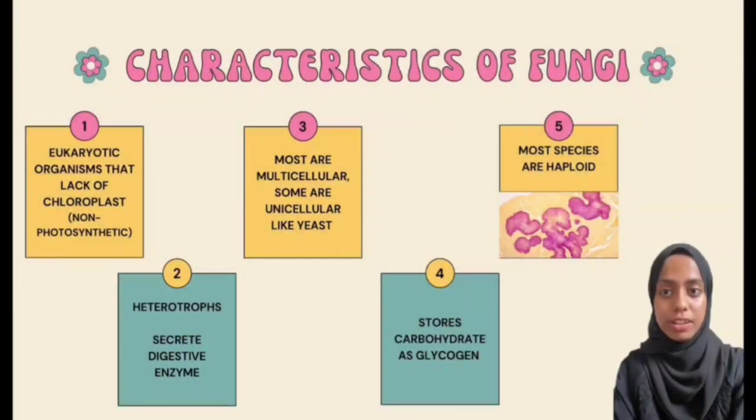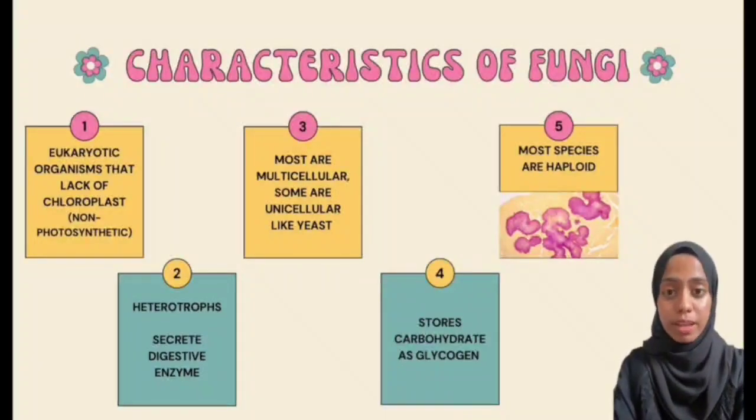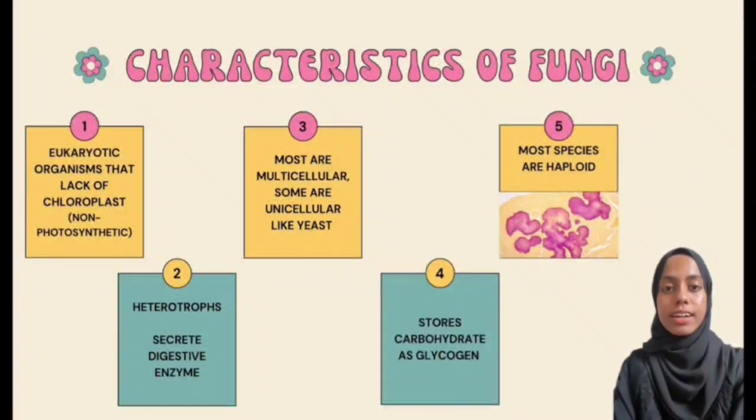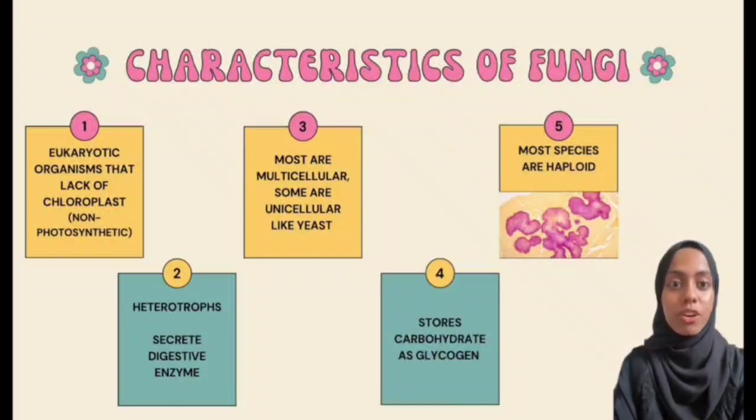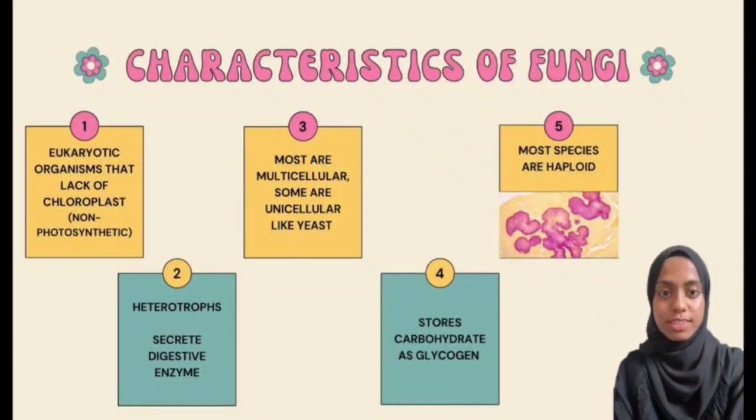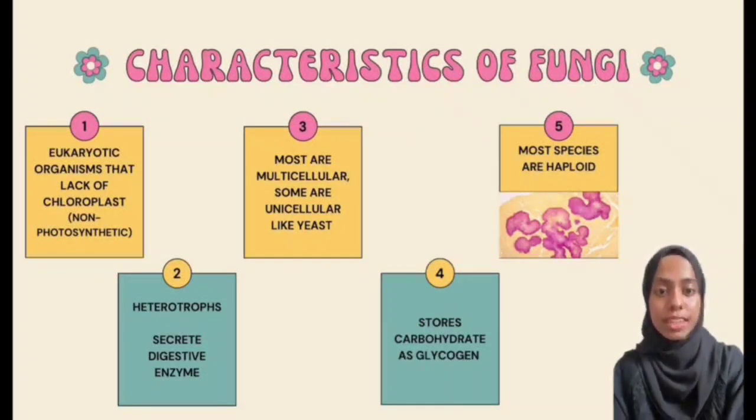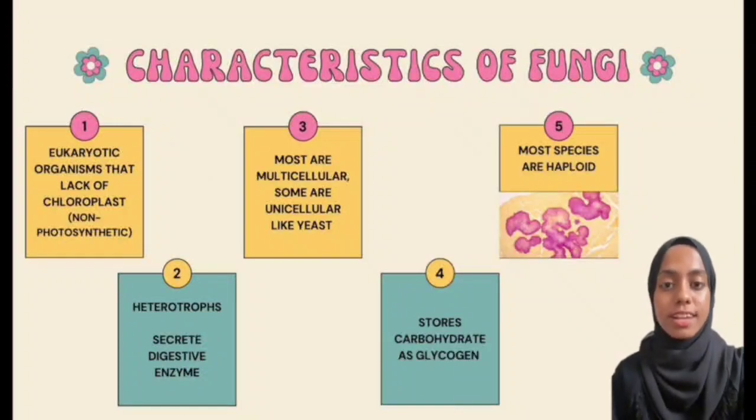This is a eukaryotic organism that lacks chloroplasts, so it is non-photosynthetic. It is because fungi are not capable of photosynthesis. They are heterotrophic because they use complex organic compounds as sources of energy and carbon. Fungi release digestive enzymes that are used to metabolize complex organic compounds into soluble nutrients such as simple sugars, nitrates, and phosphates. Fungi store carbohydrate as glycogen, and most fungi species are haploid.